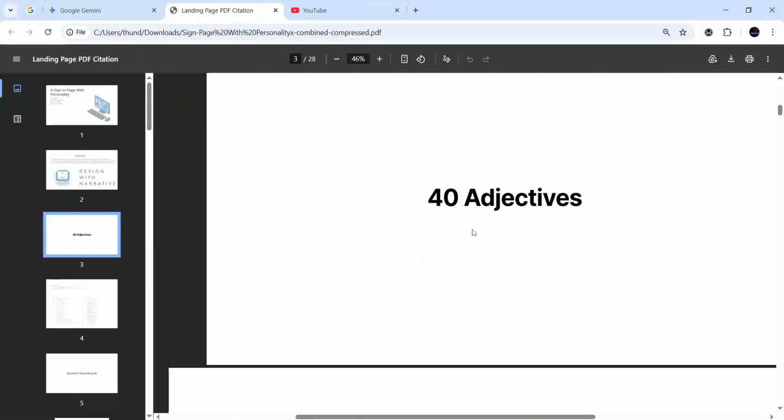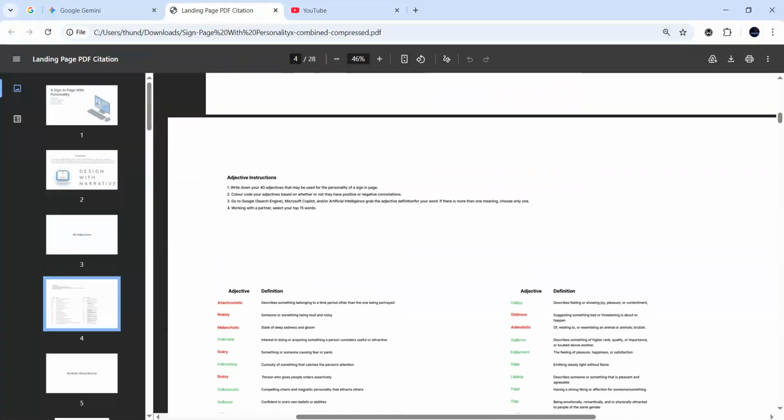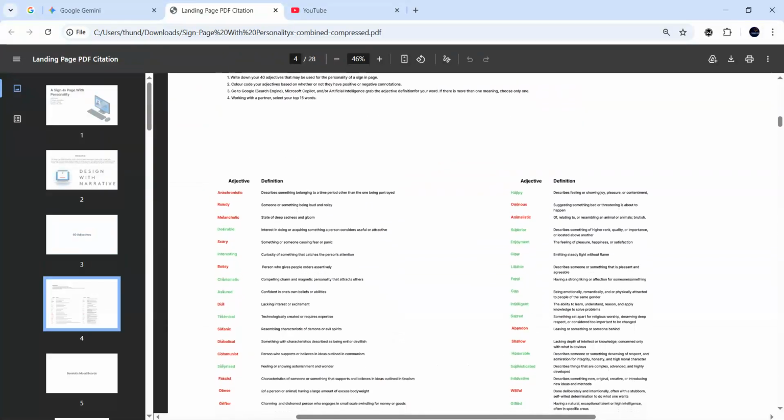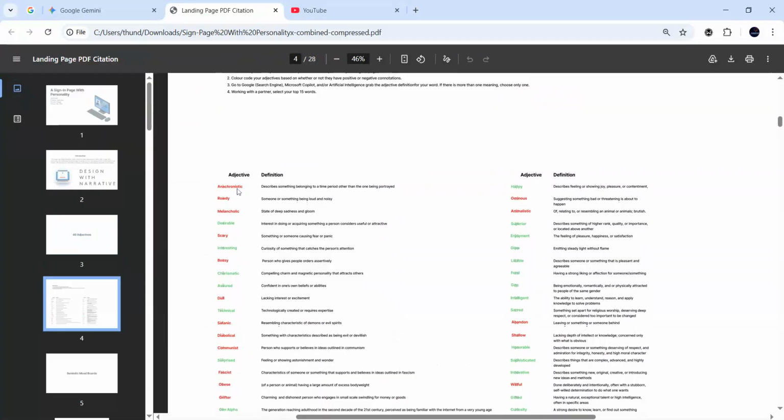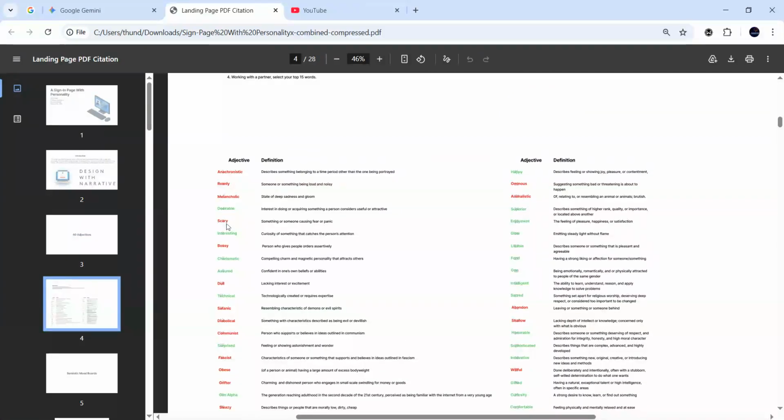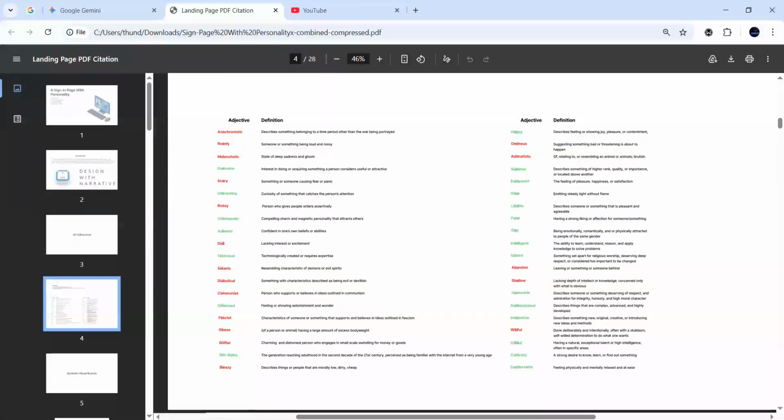So the first exercise we did was the 40 adjectives list, and in here they are colorized by either their negative or positive connotation. So words like scary or fascist or sleazy are typically assumed to have a negative connotation, whereas words like happy, enjoyment, or intelligent, we tend to have positive feelings towards.